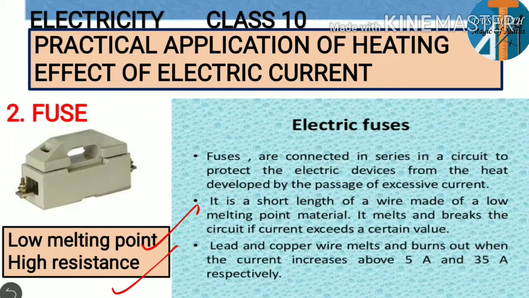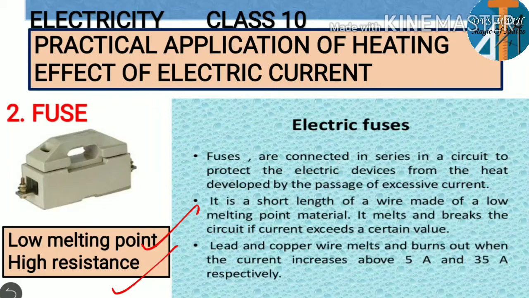When an excessive amount of current flows through the circuit, it resists, because it has high resistance. If electrons flow more, there will be conflict between the electrons and a lot of heat is produced. Due to the heat, the thin wire melts itself and breaks the circuit. It doesn't allow the electric current to continue flowing. So this is the main advantage.